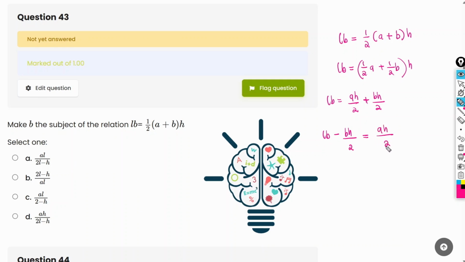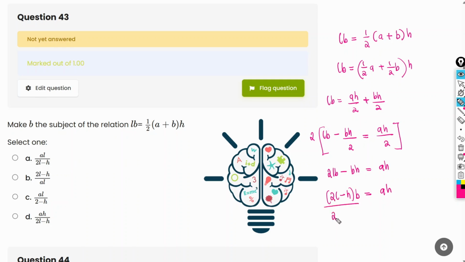At this point I think it's fair to multiply the entire thing by 2 to be easier than working with fractions, and you can perfectly do that. Multiplying both sides of the equation by any number that you feel will make your life easier, usually to eliminate denominators. So I'll have 2lb minus bh, because the 2 will cancel out when I multiply by this term, is equal to ah. So I can factor out b. I would have 2l minus h times b is equal to ah.